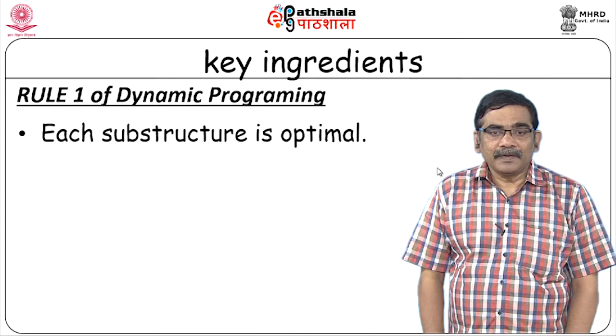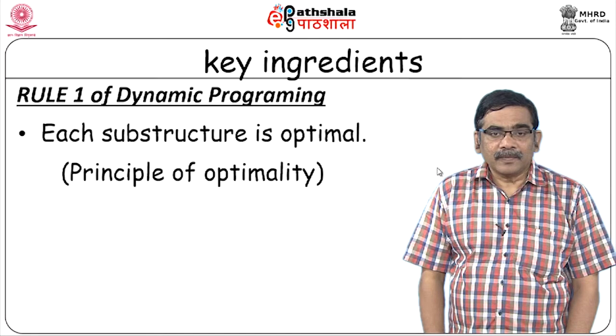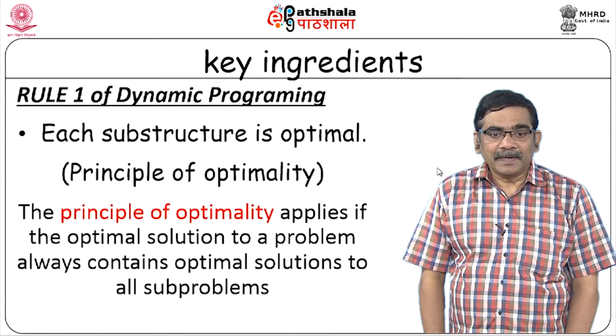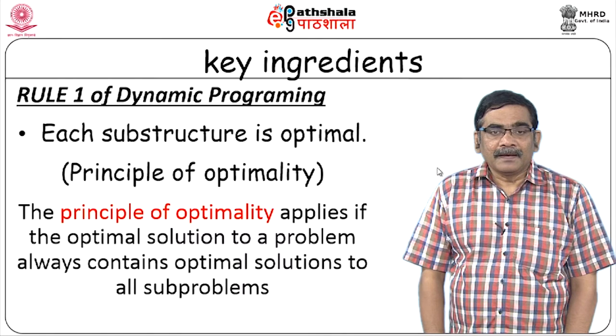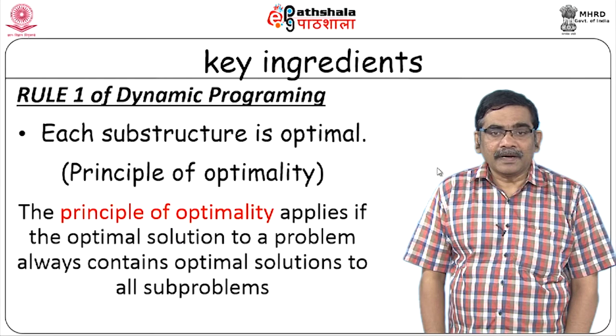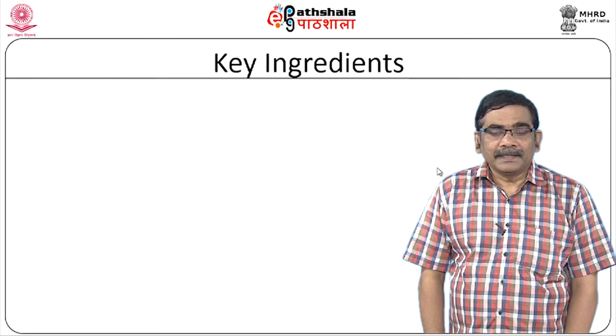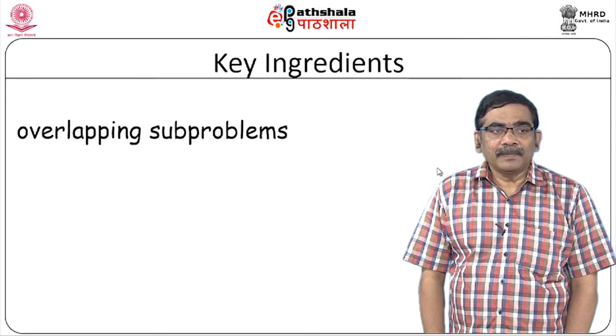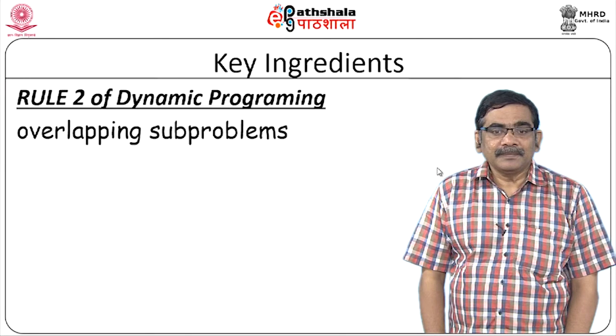So, the rules we have seen: each substructure is optimal. Principle of optimality, we stress that any solution to the given problem contains a solution for problems that are contained in that. Then all the problems that are involved are overlapping problems. These are not independent as in divide and conquer strategy.